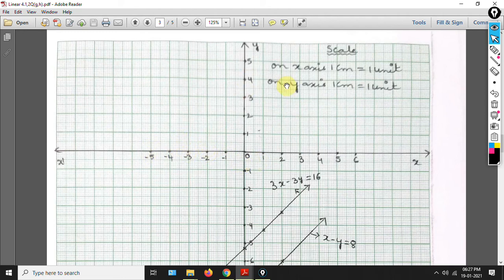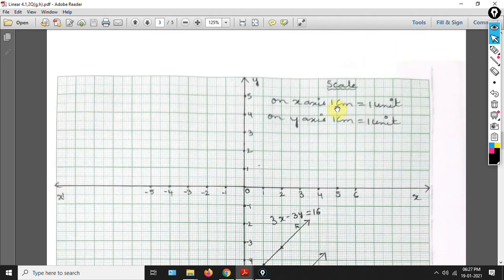Above also same. On y-axis, what we are taking? 1 centimeter equal to 1 unit only we are taking. So 1 only we have to increase. From here to here, 1. Next, from here to another box, 2. From here to next box, 3, 4, 5. Below also same, but minus 1, minus 2, minus 3, minus 4, minus 5, minus 6, like that.